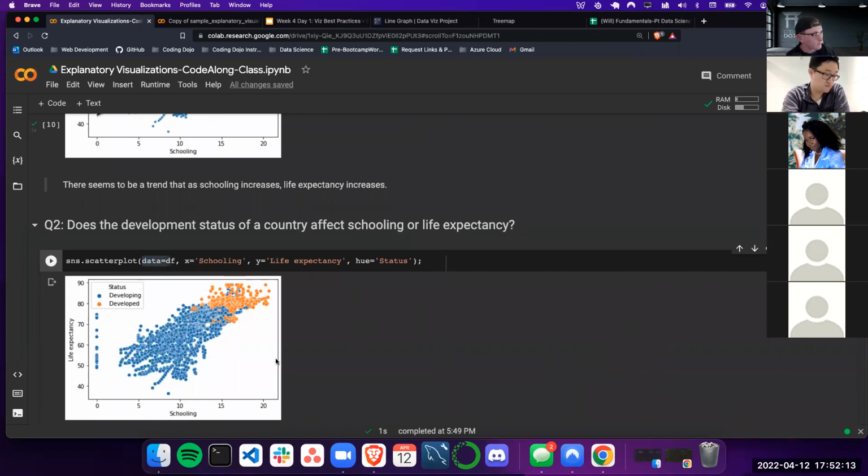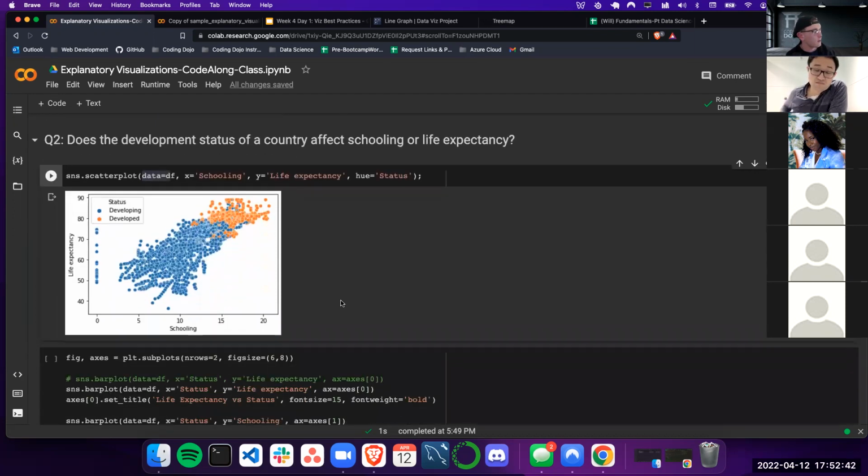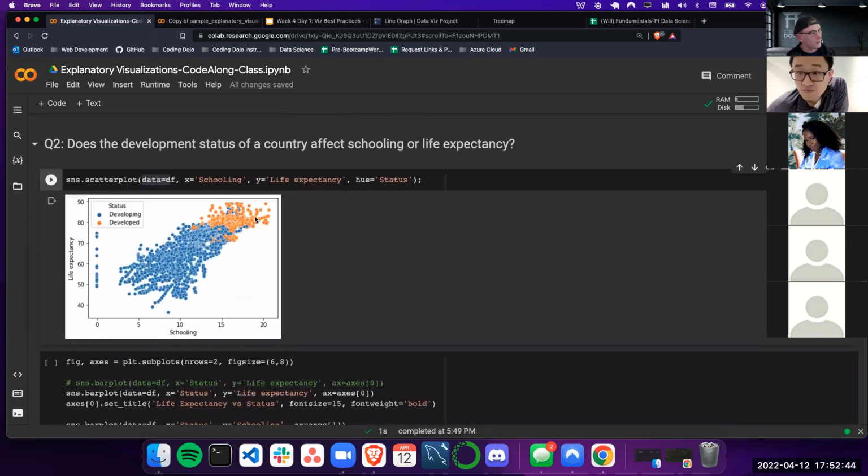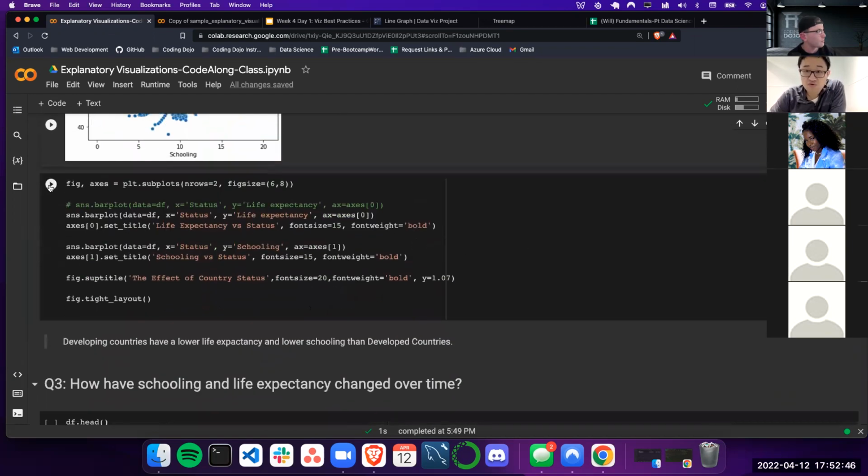And here I've got my schooling and my life expectancy, and I can quickly see with my hue that yes, if a country is classified as developed, schooling is increased, right? And so typically you can see a huge culmination of my developed countries on this higher schooling route versus this smaller one. And secondly, where my life expectancy is, yes, I can see that the general consensus is yes, right? This does really affect the status as well. Cool.